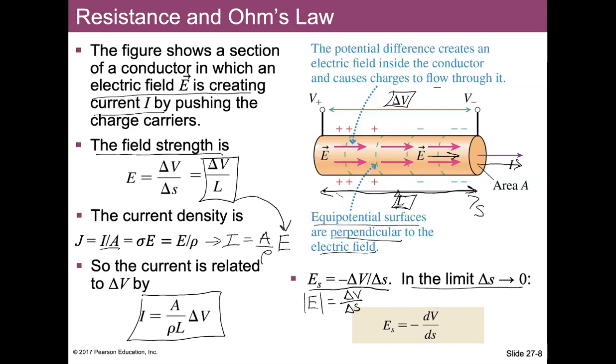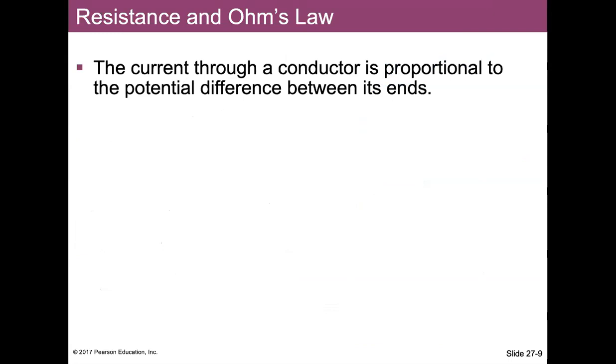So the current is directly related to the change in the potential, because this is all a constant that is dependent on the area of our wire, the length of our wire, and the material that it's made of. That resistivity is based on its material. And this right here is what we call our resistance. We see that the current is directly related to the potential difference. So the current through a conductor is proportional to the potential difference between its ends.